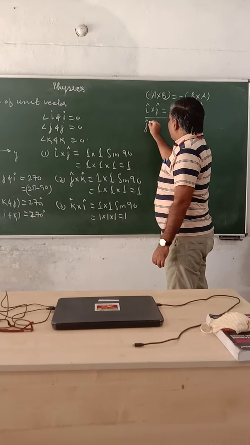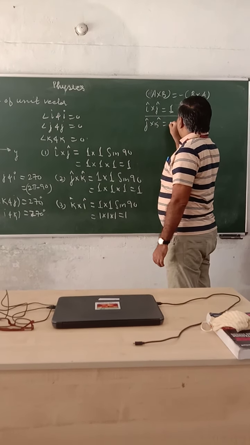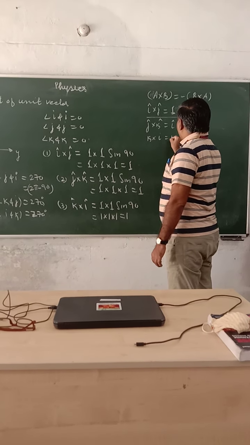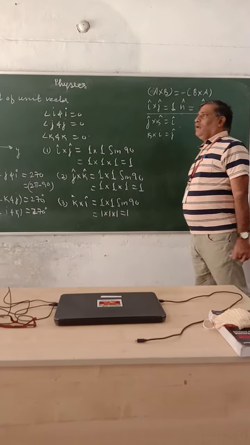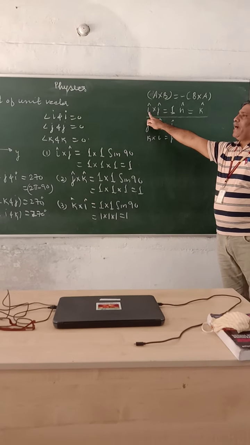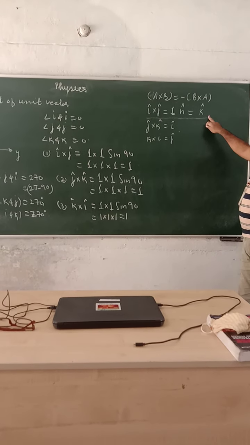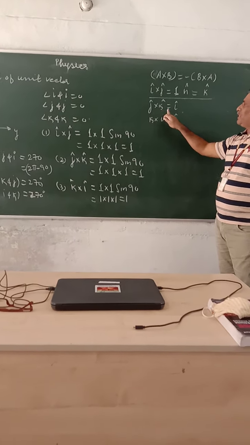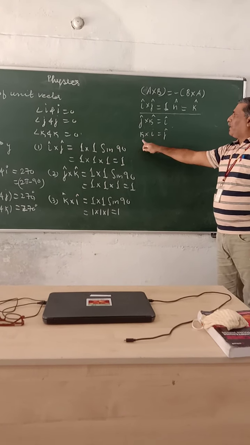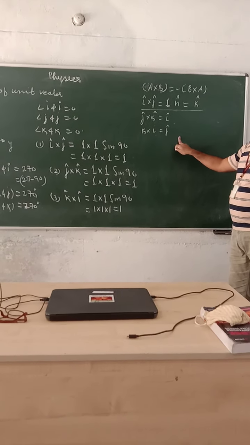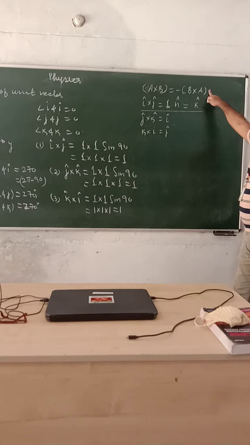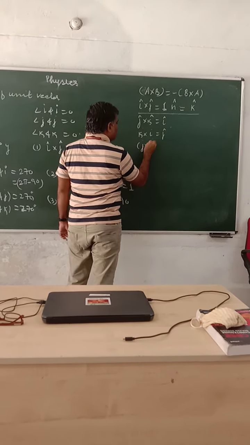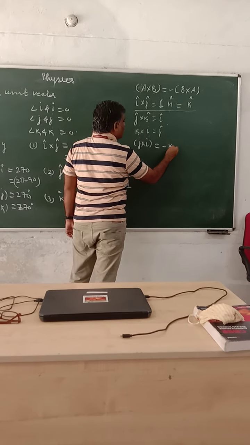Similarly, j cross k, we are getting it as i, and similarly, k cross i, we are getting it as j. Now it is clear to you, i cross j is equal to k. Cyclic order it is i, j, k: j cross k is equal to i, k cross i is equal to j. By using this property, we can write j cross i is nothing but minus k.